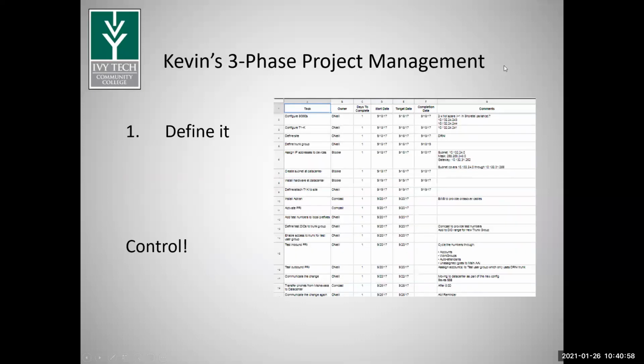And so what I've done at a couple of companies where they were nowhere, that had no idea of how to manage a project, is I said, okay, I'm going to give you my simple 3-phase project management approach. We're going to define it. We're going to define what the project is. We're going to get all the information that we need to know.